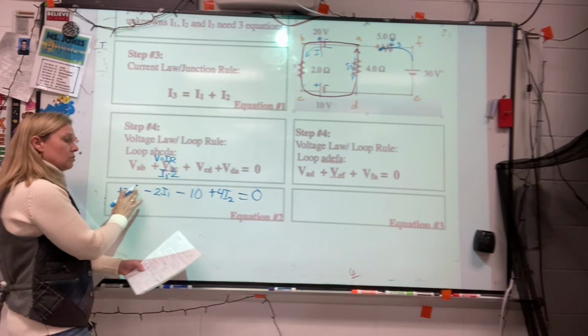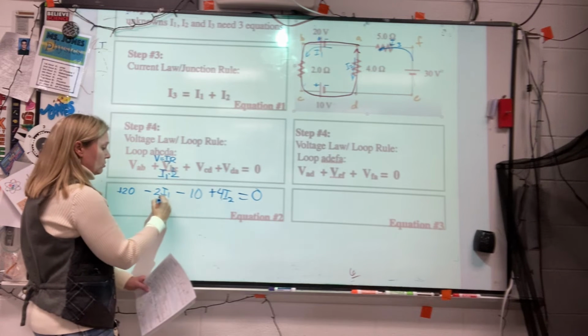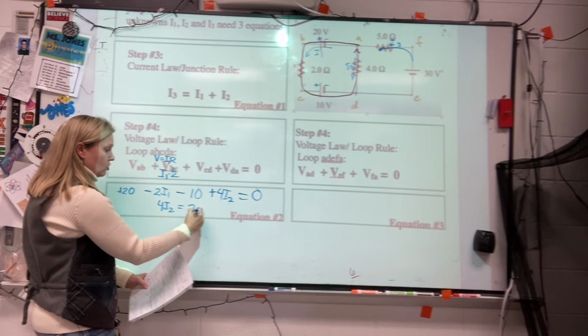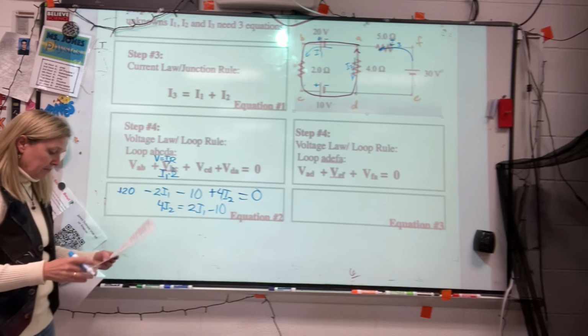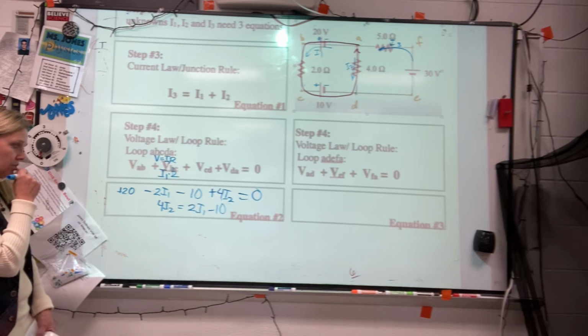So we're just moving things around. We're going to solve, and I'm going to get this alone. So I'm going to write 4I2 equals 2I1 minus 10. Okay? All right. So actually, let's do it one more step.